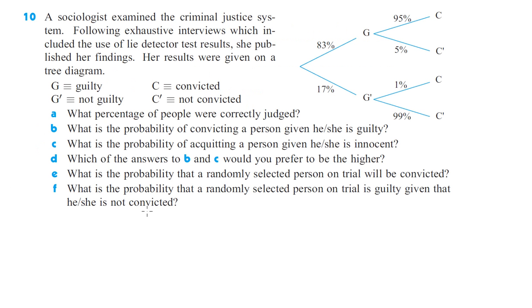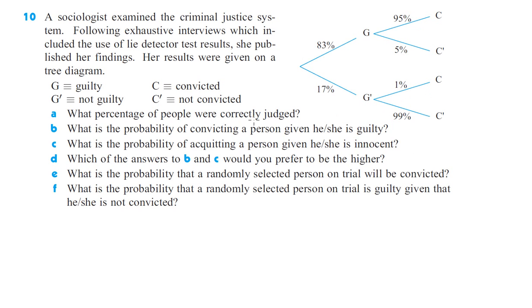Okay, moving on to the next one. Number 10, a sociologist examines the criminal justice system following exhaustive interviews, which included the use of lie detector test results. She published her findings. Her results were given on a tree diagram. G is guilty, G prime is not guilty, C is convicted, C prime is not convicted. Okay, so it's nice they've actually got it all filled out for us. We don't have to do anything there.